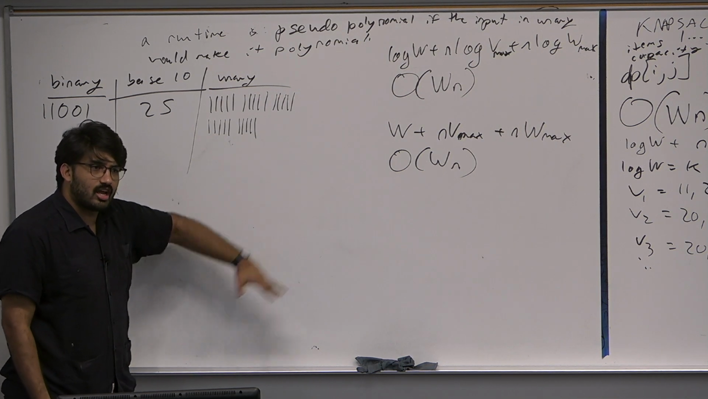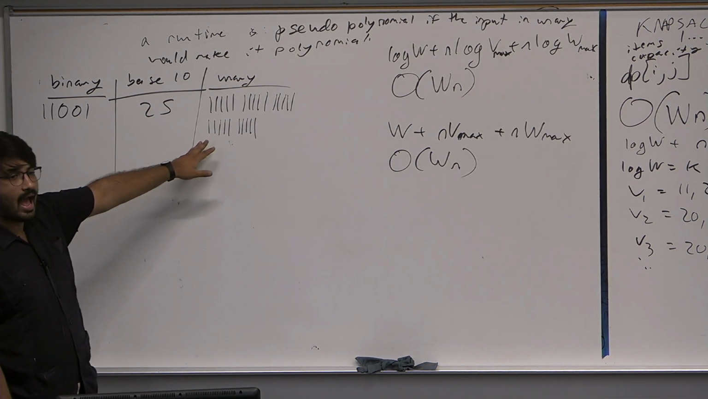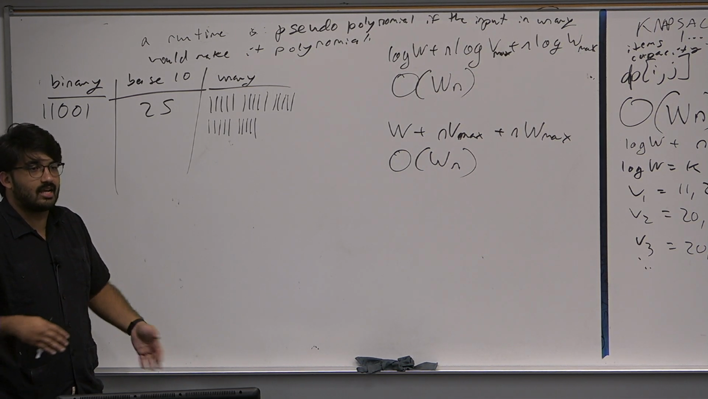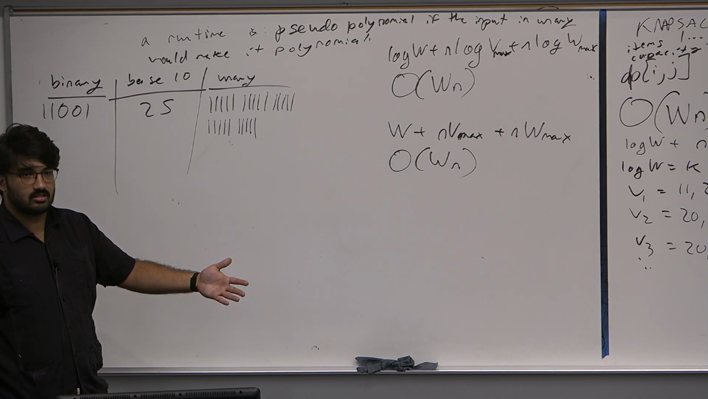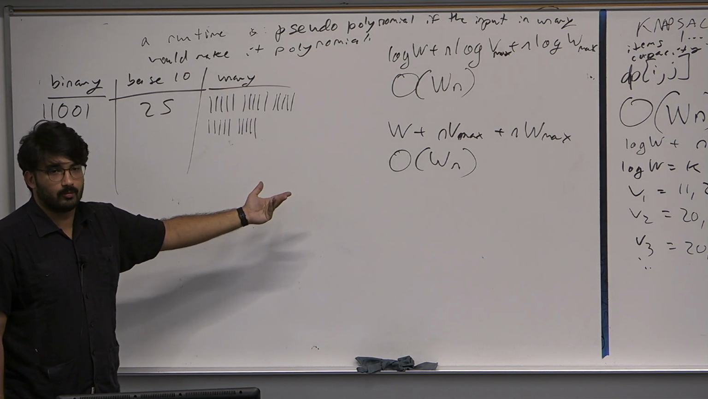So if we were to change the way we give the input to something really bad, then the algorithm is polynomial time. The actual number of steps the algorithm takes does not change, but how we measure the algorithm does change. And an algorithm is said to be pseudo-polynomial if this is true, right?